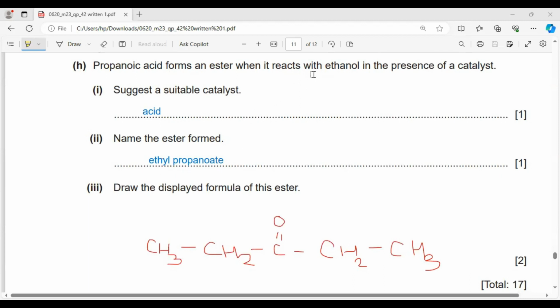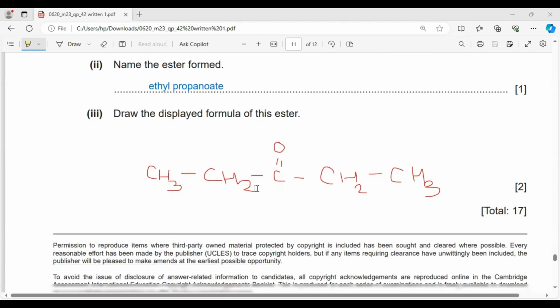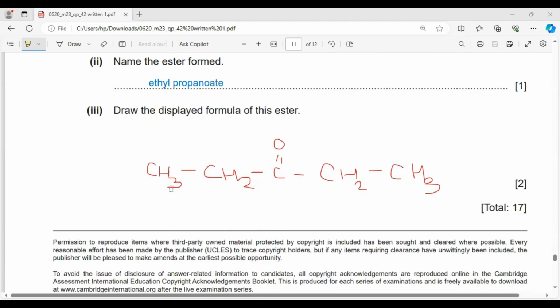Always we have to write the name of the alcohol involved first. So here, as ethanol is used, we will write ethyl first, and then we will write propanoate. Esters are named ending in oate. So the structure is CH3CH2C double bond O CH2CH3. This CH2CH3 comes from ethanol, and this is the part of propanoic acid.